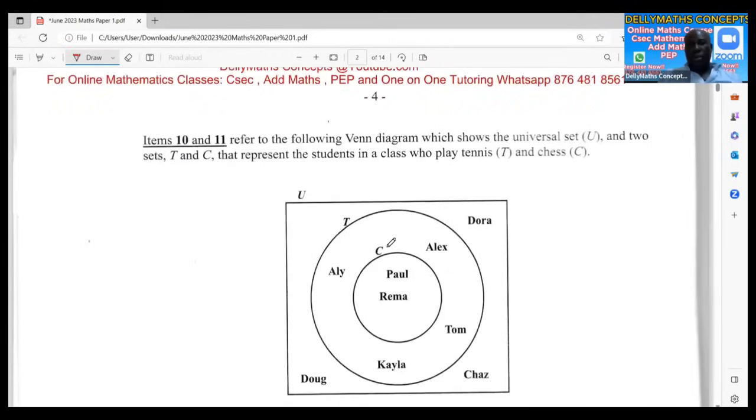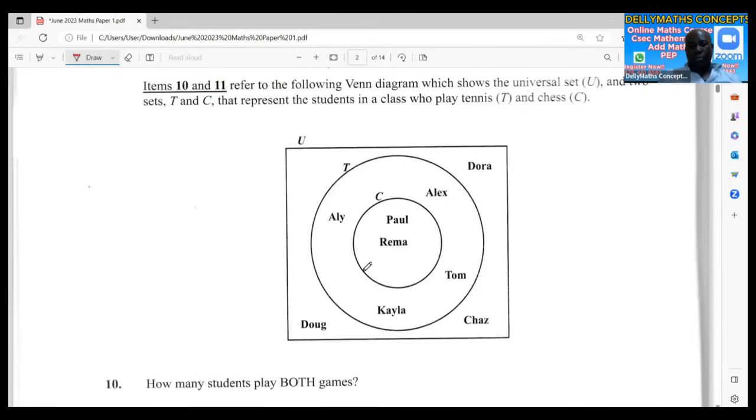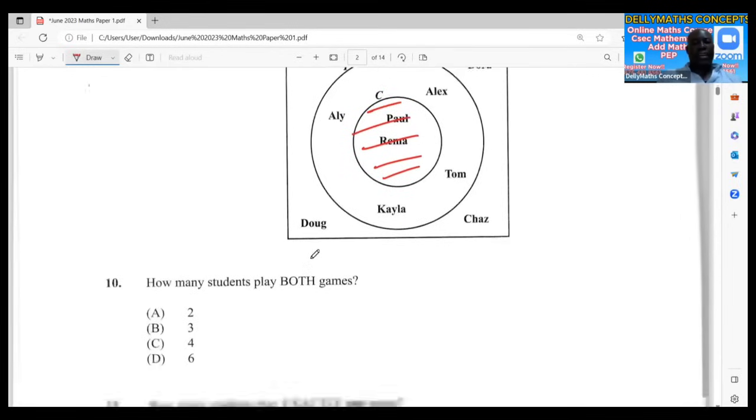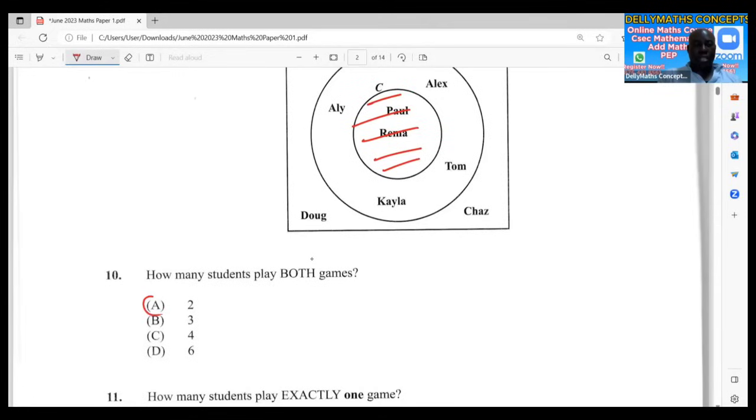For this one, we're looking at this diagram. The question says, how many people play both? When you observe this set, the moment you're in set C, you're automatically in set T as well. So those who played both would have been in the inner circle right there. So we're talking about Paul and Rima. So it's 2 persons that played both.